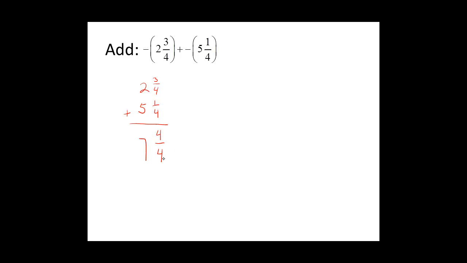What is 4 over 4 equal to? 4 over 4 is equal to 1, with nothing left over. So 4 over 4 is equal to 1. So 7 plus 1, which is 8. So we added the absolute values of these numbers and got the number 8. Then we need to keep the sign the same, following our rules for adding. So our answer is -8.